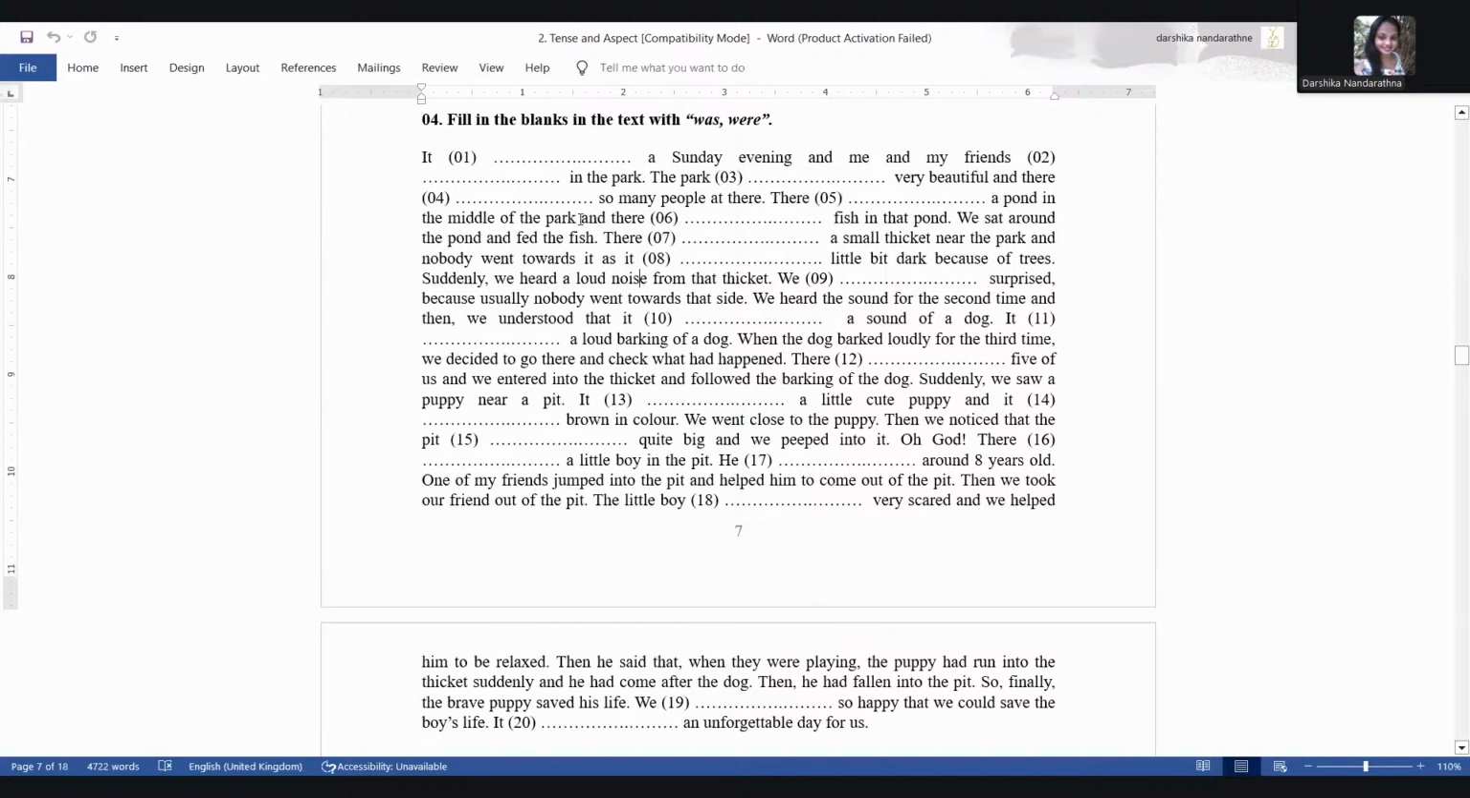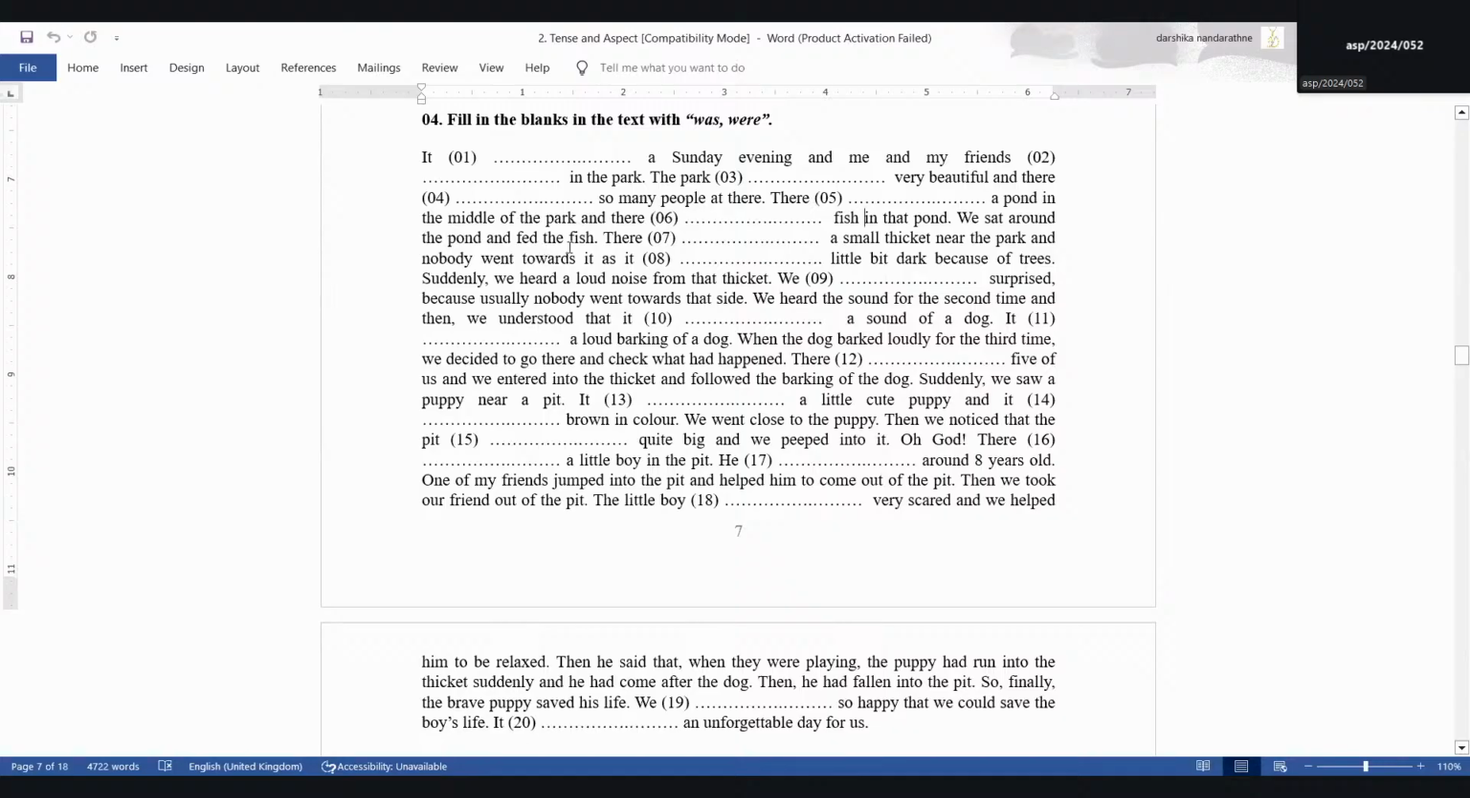There was a pond in the middle of the park and there were fish in that pond. We sat around the pond and fed the fish. With fish, we consider it as a plural noun too. Okay? Fish වල plural form එකත් fish මයි. Okay, we use the term fishes if we speak about varieties of fish.